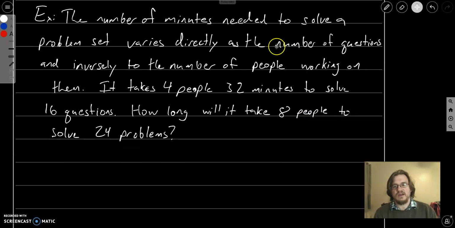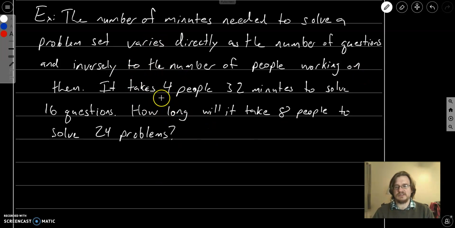So the number of minutes needed to solve a problem set is going to vary directly as the number of questions and inversely as the number of people. So let's take a second to parse this. The number of minutes needed to solve a question is going to vary directly as the number of questions. So the more questions there are, the longer it takes to solve all of them. Makes sense. It will also be inversely proportional to the number of people that are working on the questions. So if you have more people working on the questions, it should take a shorter amount of time to solve them. Okay? Everything seems to make sense.